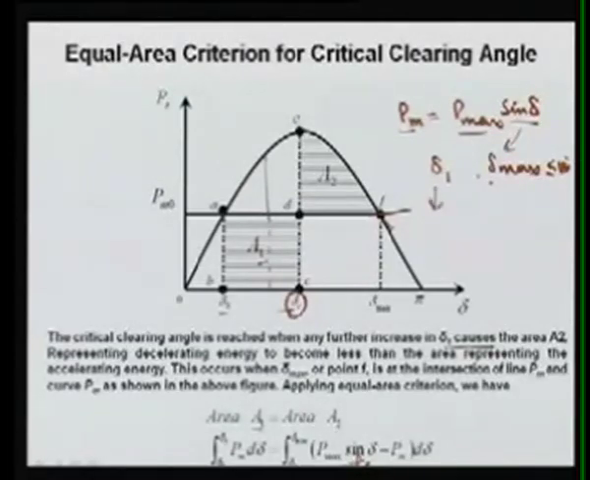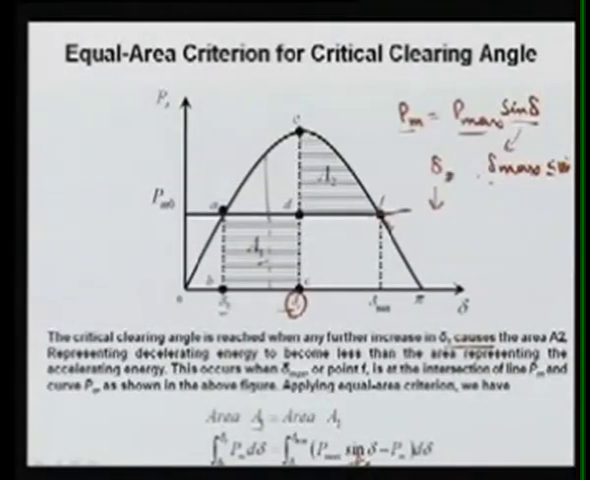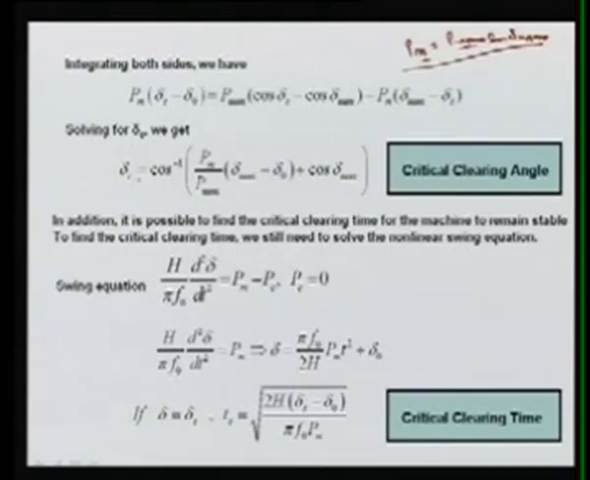So the first one, the smaller value, will be your delta naught here in this case, and for delta max we can get the other value, that will be pi minus delta naught. Means here delta max will be nothing but pi minus delta naught. You can see from here this angle will be equal to this angle. So now we know this delta max, we know this delta naught, and Pm and Pmax we know, and then we can determine the critical clearing angle, known as CCA, and that is one of the measures for the system stability.